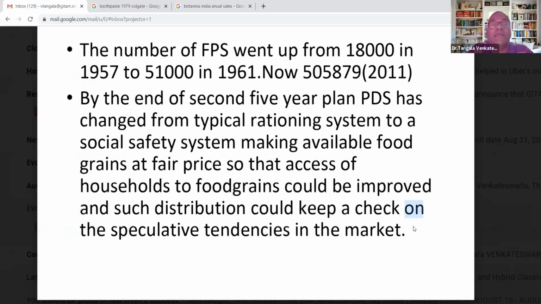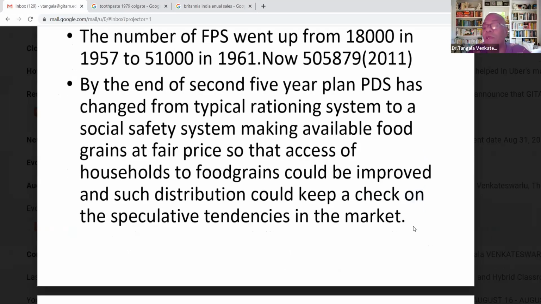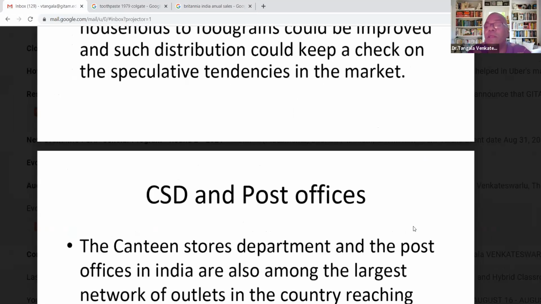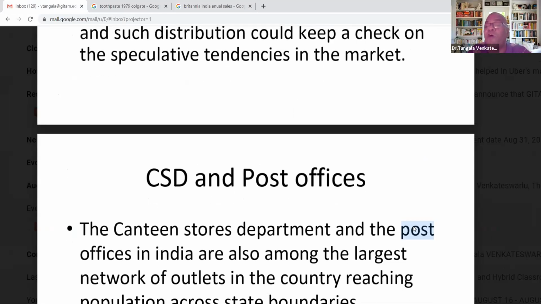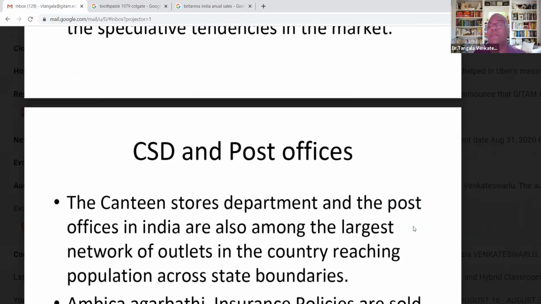Initially PDS was selling few products, a typical rationing system. Now you can see PDS also stocks various other products as per the requirements of customers in that particular region. Other formats which are part of established formats: all of you know what is CSD?